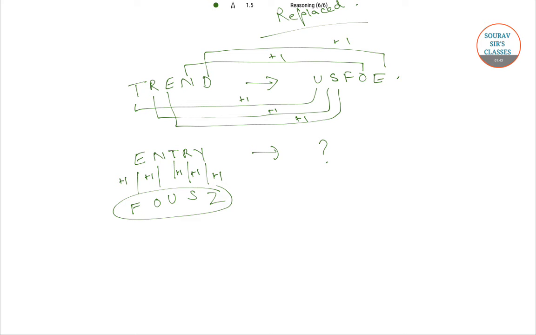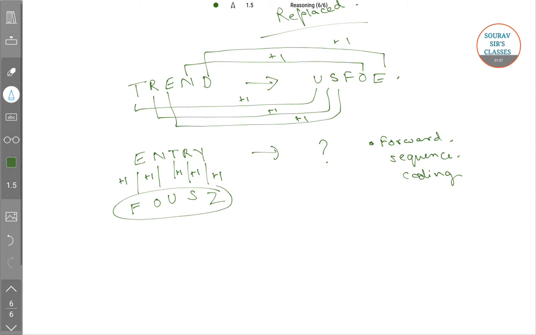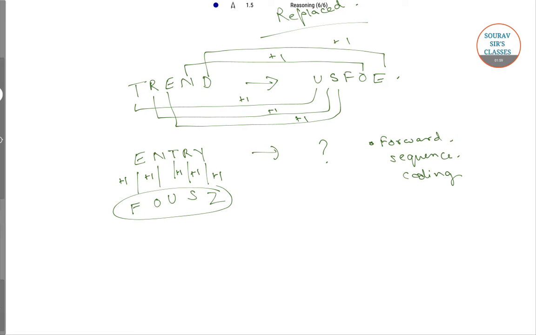So here what is happening is forward sequence coding. Similarly, there can be backward sequence coding.